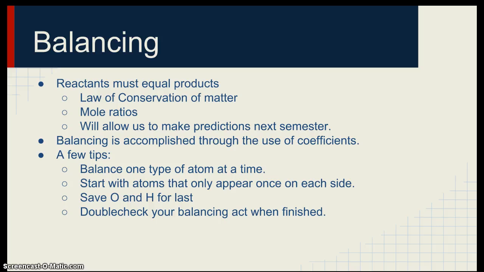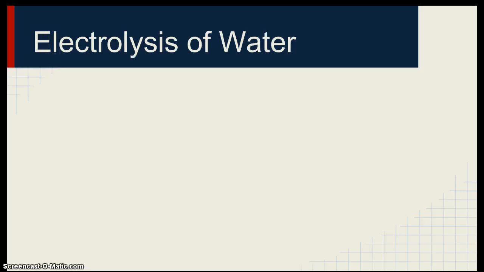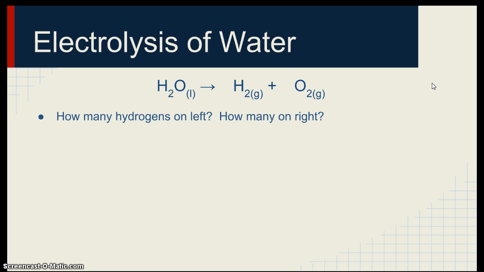If you haven't done this before, I know some of you have done this in middle school, but it may sound sort of confusing. So let's try one. Let's try the electrolysis of water. What is meant here is that you take pure liquid water and run electricity through it, and it's going to break up into hydrogen gas and oxygen gas. You can do this by as simple as dropping a battery in water, for example. Well, let's go ahead and try to balance this thing.